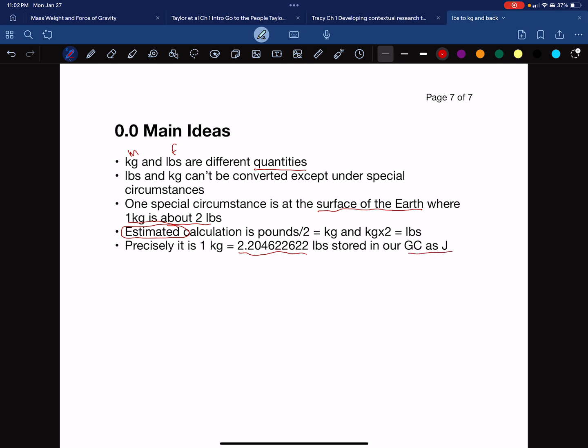So from this point forward, you should always be able to easily get a sense of how large something is in kilograms, or if you've got kilograms, to put it in something you understand, which is pounds, as well as to do a precise calculation.